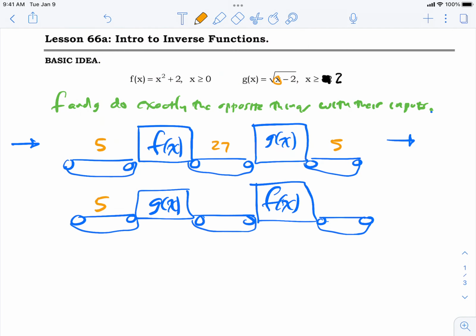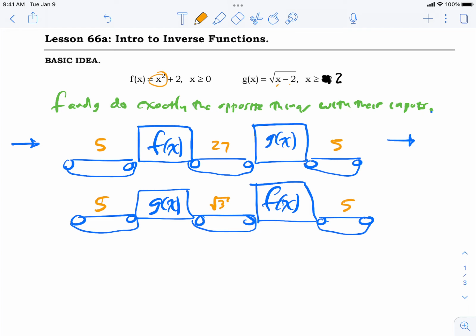So you put the 5 in, it rolls into the g of x function, and over here the 5 gets processed, so to speak. So g says, oh, 5. I'm going to subtract 2, it's 3, I'm going to take the square root. So you're getting out basically radical 3. And then the radical 3 goes rolling into the f of x machine, and it gets chomped on. So you take the square root of 3 and you square it, it's a 3 again. You add 2, it's a 5 again. So again, what goes in comes out.